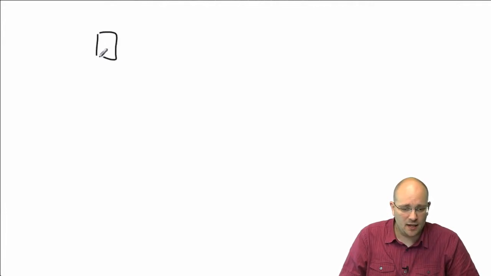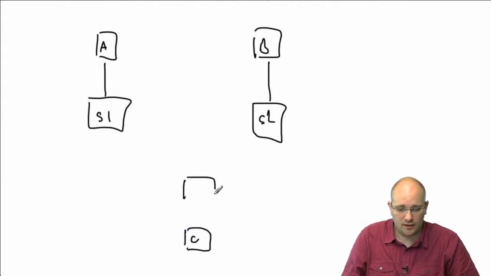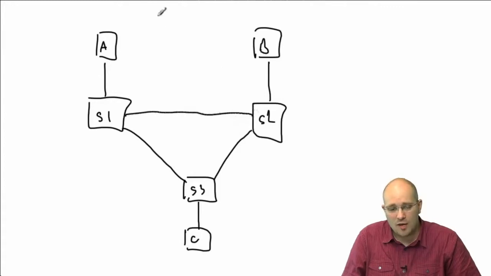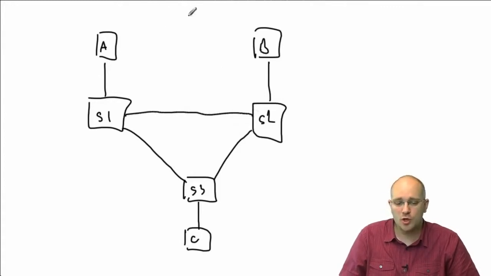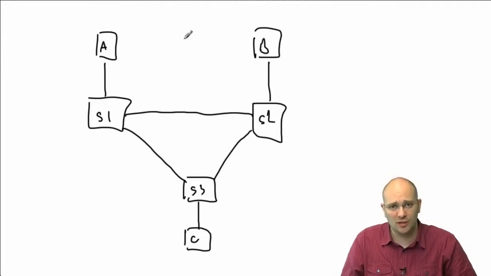Let's say that we had a host A, which is connected to switch 1, host B, which is connected to switch 2, and host C, which is connected to switch 3. Our switches are interconnected in a triangle that looks like this. Now imagine that host A wants to communicate with either host B or C. It knows one of their IP addresses, but it doesn't know the MAC address. So what does host A do? It sends out a broadcast packet. It sends out the ARP request.